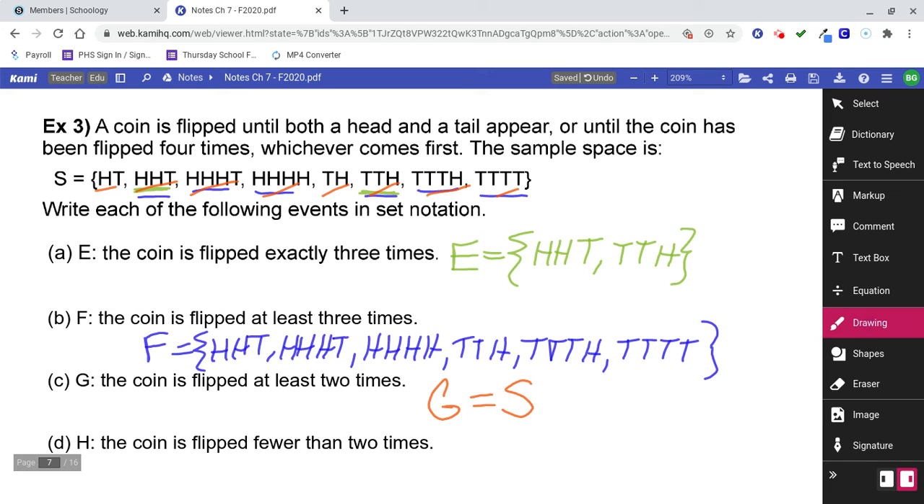So then H, the coin is flipped fewer than 2 times. Are any of them flipped fewer than 2 times? No. So I'm talking about the empty set, right? Nothing.